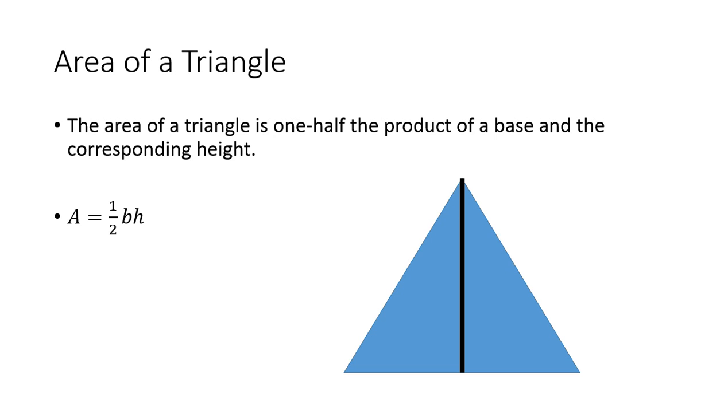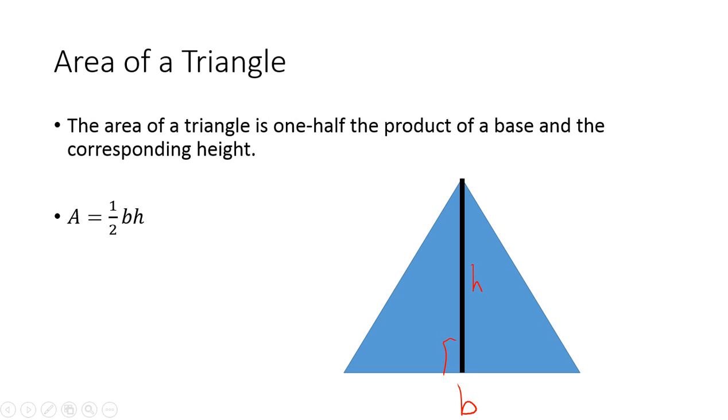So the area of a triangle is very similar to the area of a rectangle or a parallelogram, except instead of just taking base times height, you're taking the base and the height and you're dividing it by 2. So again, your base is the entire length of the bottom, and then your height is that part.